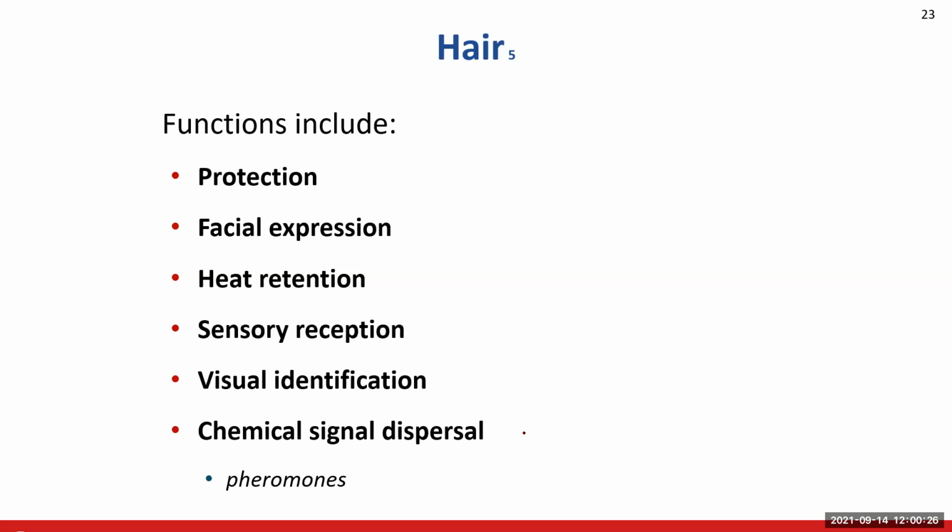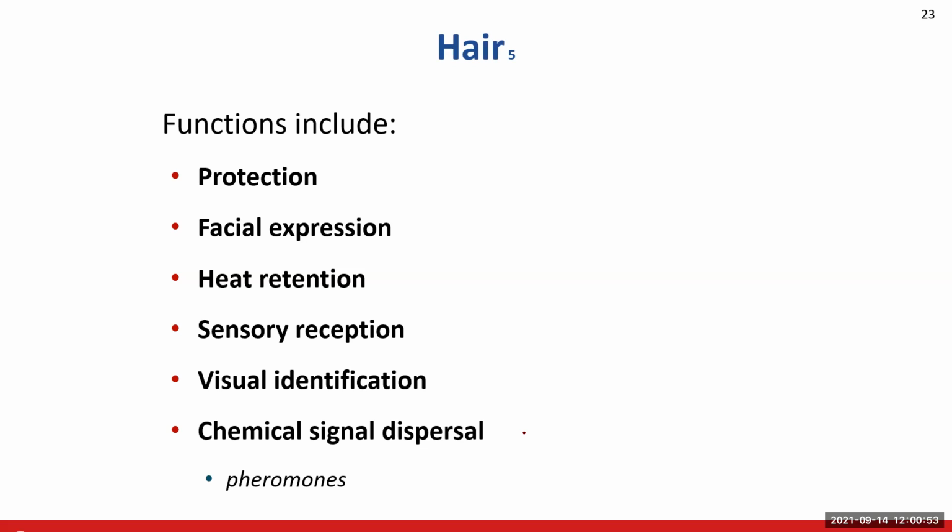Sensory reception: I'm sure we've all been outside and a little gust of wind blows our hair around or moves the hair on your arms or legs, and you can feel that. So you're able to tell what's going on in the external environment. Visual identification: people that have white hair or gray hair are assumed to be older. You're not going to assume that somebody's 10 years old if they have white or gray hair, unless they have some sort of genetic issue going on.